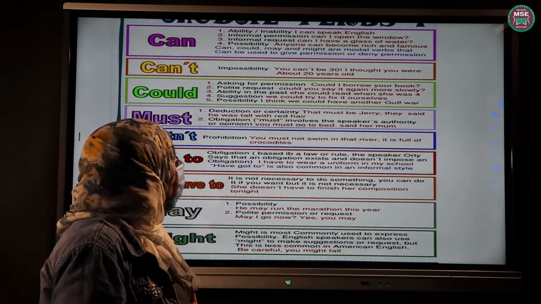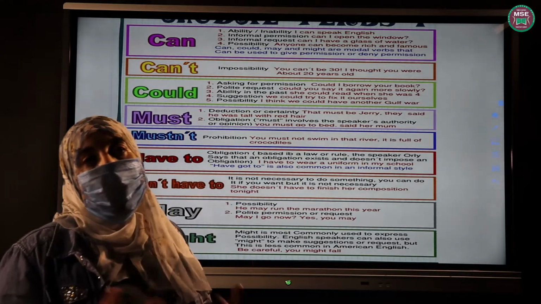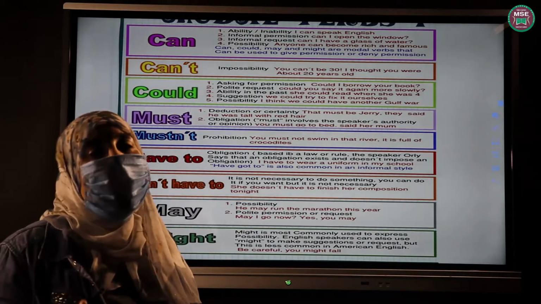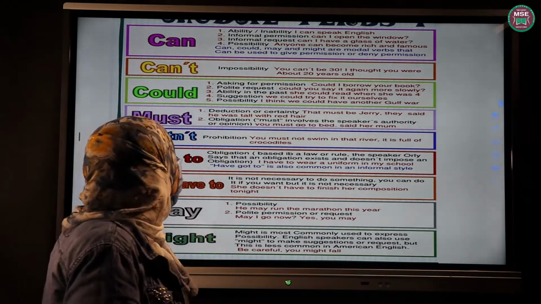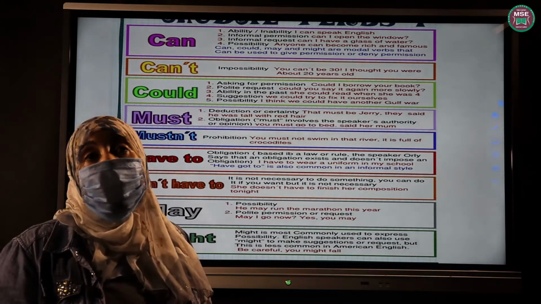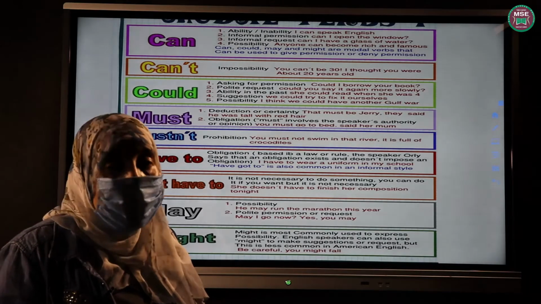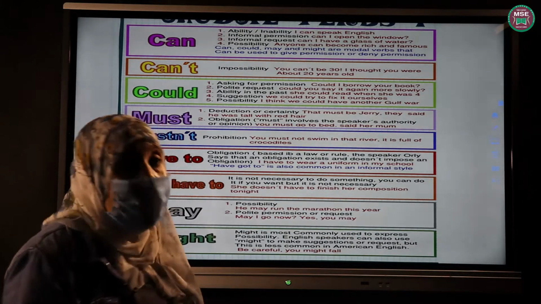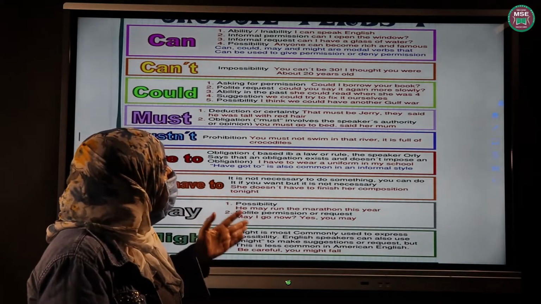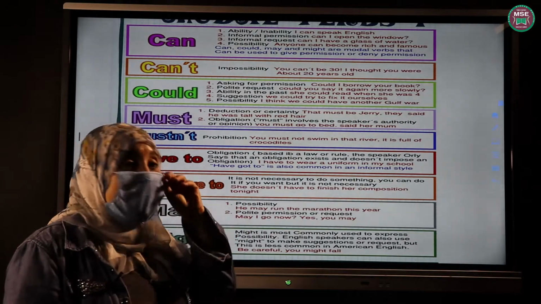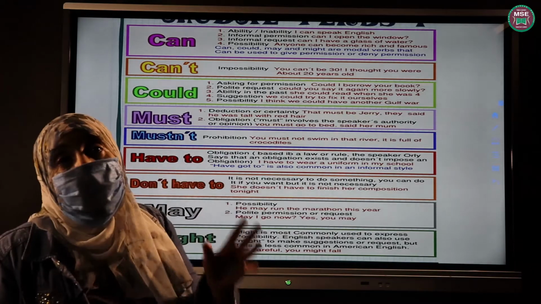Informal request. Can I have a glass of water? You are so thirsty and you need some water, so you say, can I have a glass of water? This is a kind of informal request. Possibility. What do I mean by possibility? Something that it is possible to do. Like when I say, anyone can become rich and famous. It's not impossible. On the contrary, it's possible.